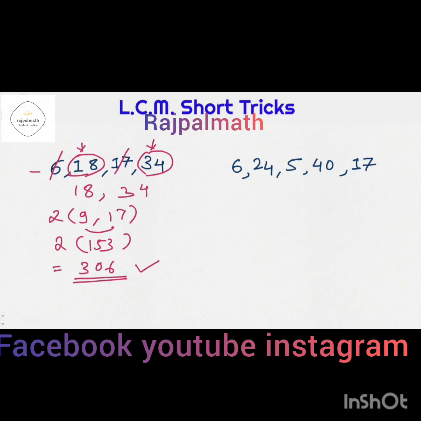Let's solve the next one in a similar way. Here the largest number is 40. 40 is divisible by 5, and it is not divisible by the rest of the numbers. So let's try to solve the other numbers. The second largest number is 24. See, 24 is divisible by 6, so I will cancel it out. 17 is the next number, but it is prime.